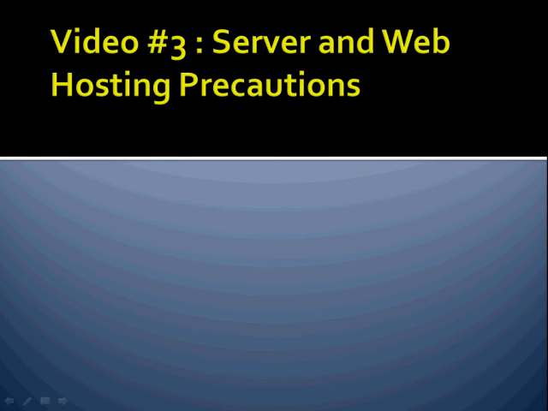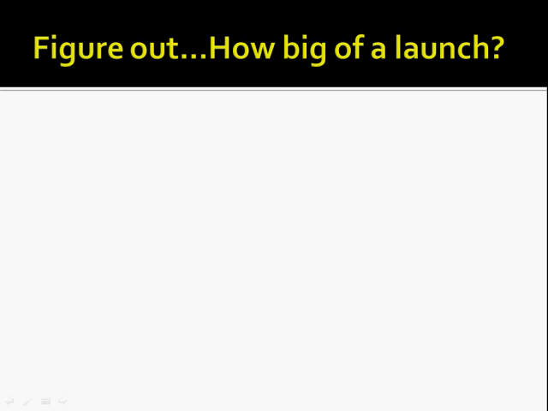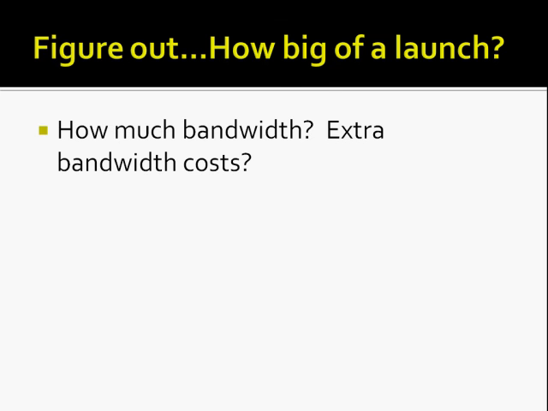Hi, and welcome to video number 3. We're going to talk about server and web hosting precautions. Now, before you invest money into web hosting and a server and so forth, the first thing you need to do is figure out how big of a launch you're going to have. How big of a launch can depend on how many affiliates you have promoting, but also to predict it well, you need to figure out what kind of files you're providing in your launch and how big those files are. For example, if you're providing a video series and the video series is, let's say, 20 megabytes total, you're probably not going to have to worry too much about bandwidth costs and so forth.